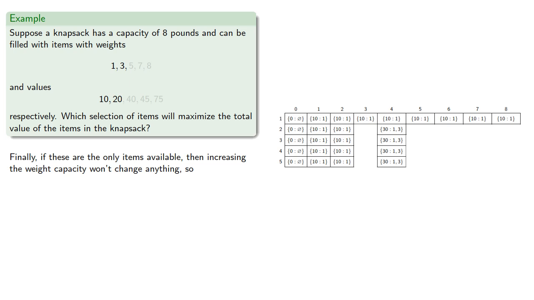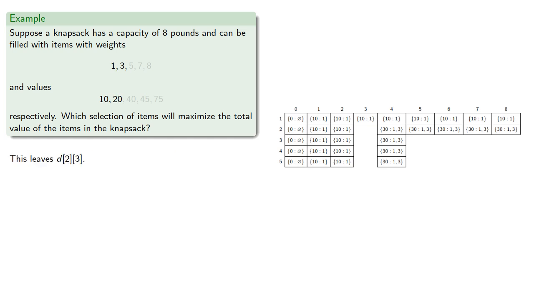Finally, if these are the only items available, then increasing the weight capacity of the knapsack won't change anything. So D of 2, j is going to be the same for all j greater than or equal to 4. This leaves D of 2, 3. So at this point we have to make a choice.